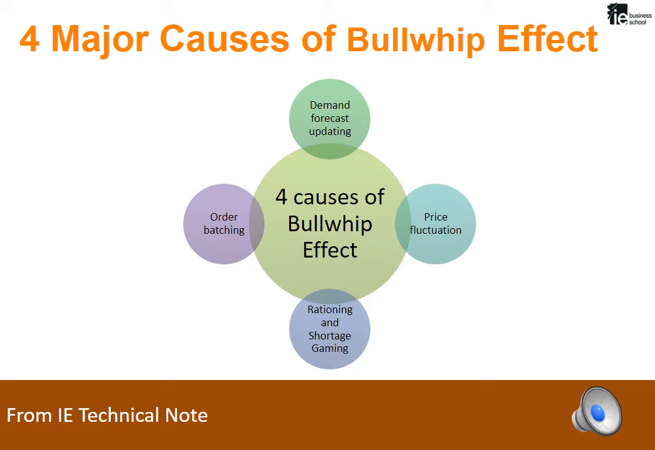So now we know what the bullwhip effect is. Let's look at what causes it and how we can prevent it. There are four major causes of the bullwhip effect. They are demand forecast updating, price fluctuations, rationing and shortage gaming, and order batching.